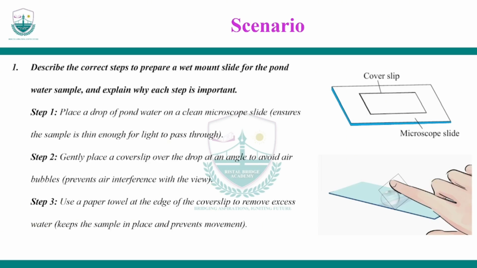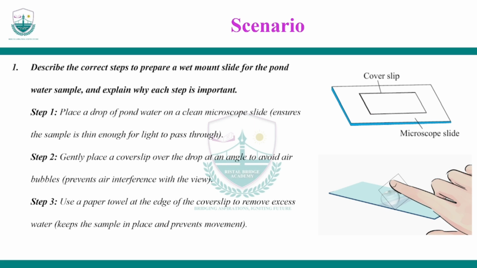So when you are preparing a wet mount slide, you can follow the following steps. One, of course, you need to get a small drop of the pond water and place that drop on a clean microscope slide. That is the first step. You can get this drop using a dropper to place that drop on the slide.